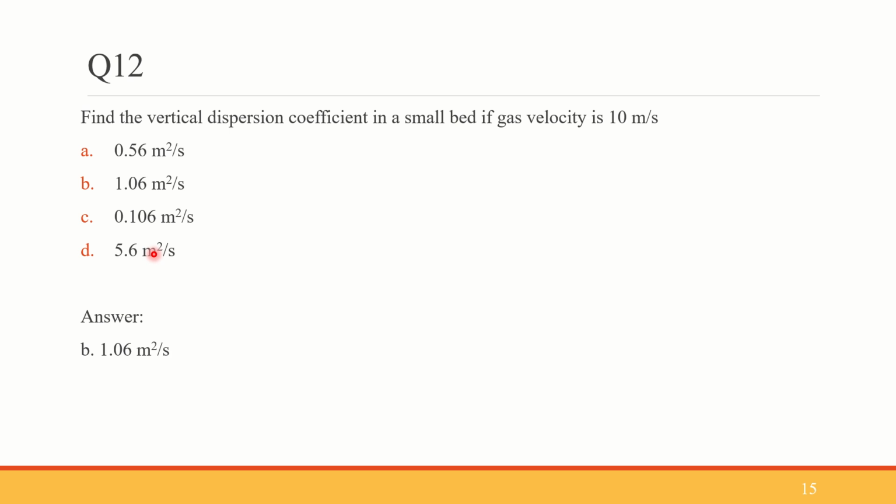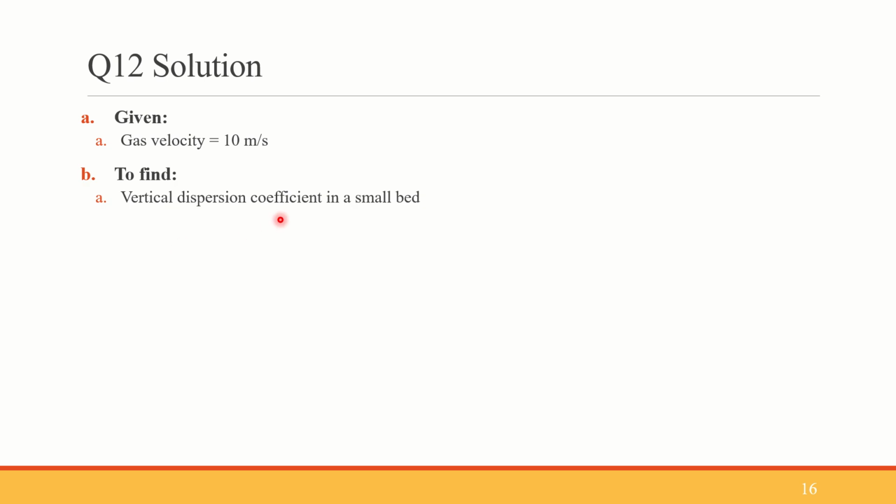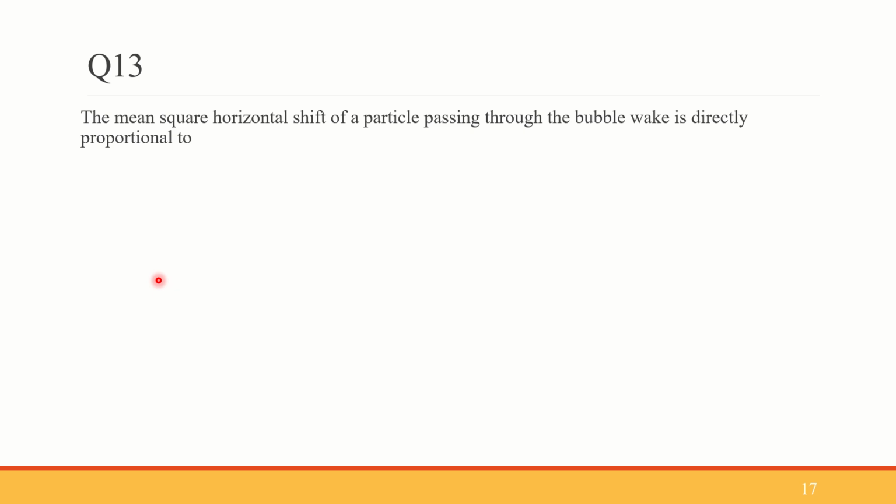What was the formula? It is 0.06 plus 0.1 into U. 0.06 plus 0.1 into U gives us the vertical dispersion coefficient in a small bed. So DSB is equal to 0.06 plus 0.1 into U. We know the value of U as 10, which gives the final answer as 1.06 meter square per second. So I hope you are clear with this. Now we'll go to question 13.